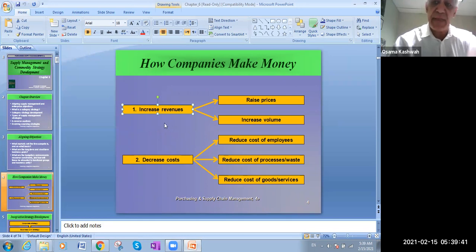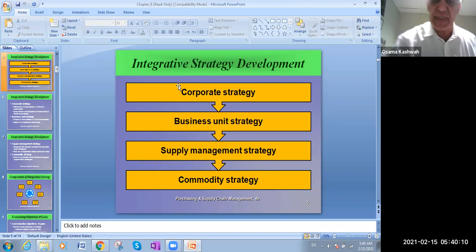Companies make money either by one of two ways: increasing revenues or decreasing costs. So I will do this either by increasing revenues or by decreasing costs. Increasing revenues through the price, shall I raise the price or increase the volume of production and the sales? How about decreasing the costs? What will I do? Reduce the cost of employees, or reduce the cost of the process and the waste, or reduce the cost of goods and services? So I have this choice. I'll go after this to the next slide.